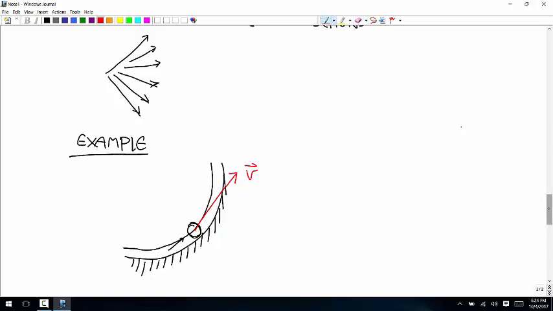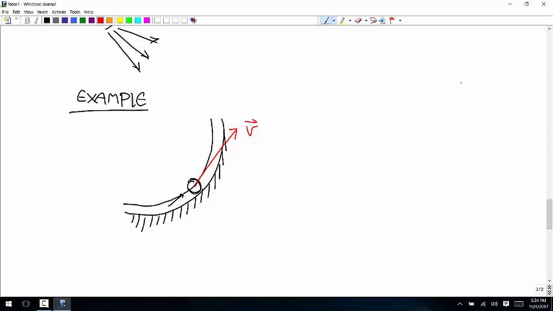Then we have to think about whether this object's speeding up or slowing down. Which one would it be doing here? Slowing down because it's going up. So the parallel part of the acceleration is opposite this.